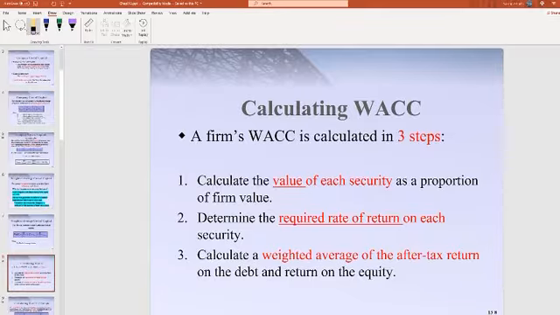The second one: we need the required rate of return for each security, the required rate of return for bonds and for shares. Then once you have the first and the second, you can calculate the weighted average after-tax WACC.